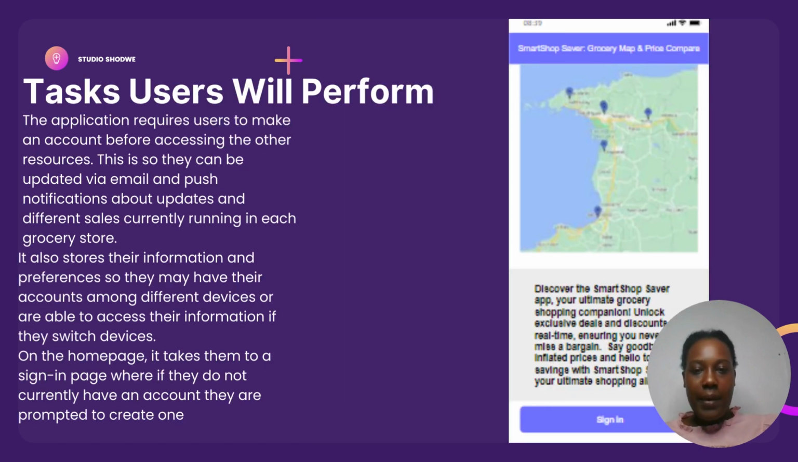So let's get into it by discussing some of the tasks that the user will perform. The application requires users to make an account before accessing the other resources. This is so that they can be updated via email and push notifications about updates and different sales currently running in each grocery store. It also stores their information and preferences so that they have their accounts among different devices, or they're able to switch the information whenever they switch devices.